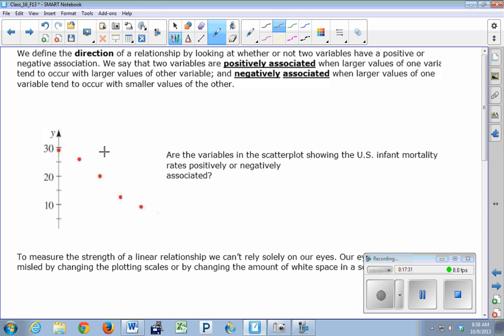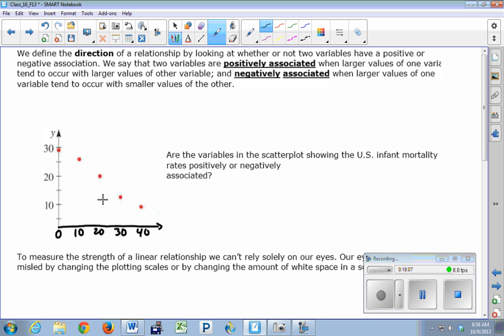Define the direction of a relationship by looking at the two variables of a positive and negative association. We say that two variables are positively associated with a larger value of one variable, or larger values of another variable, and negatively associated with larger values of one variable or smaller values. Okay, so I've lost one of my data points here, because when I copied from my Word document up to the Notebook, I've lost one.